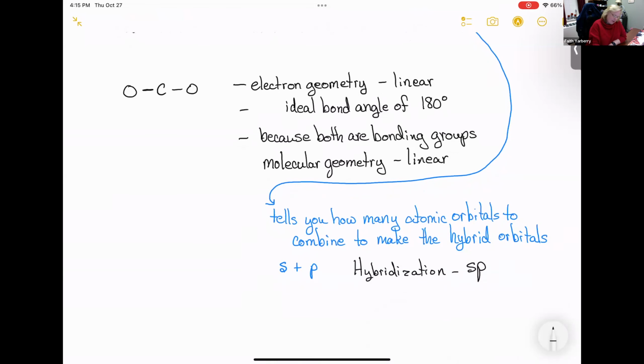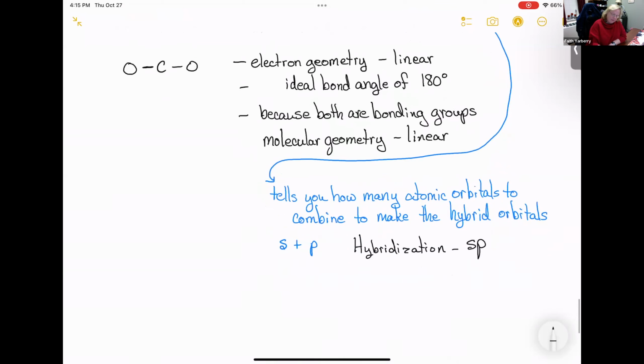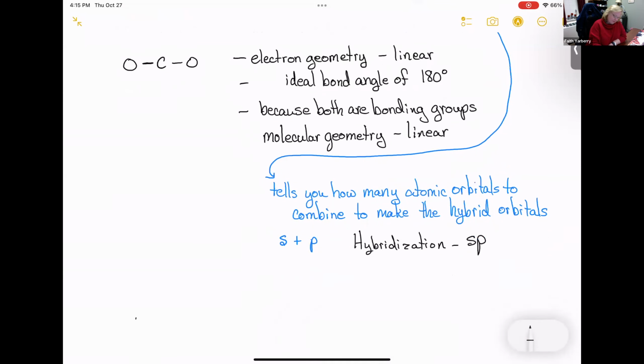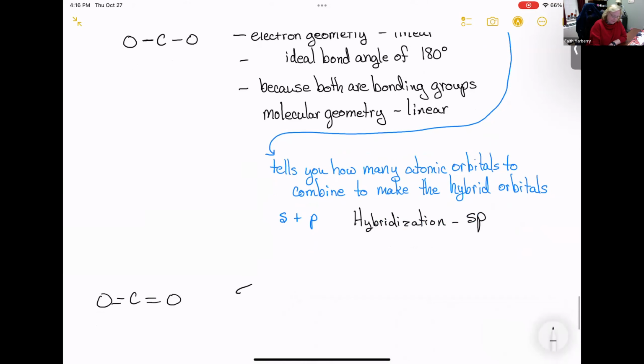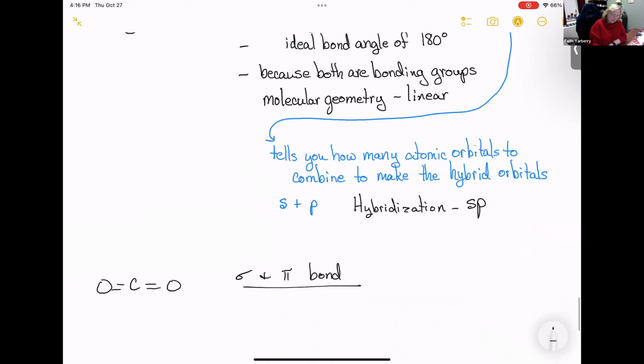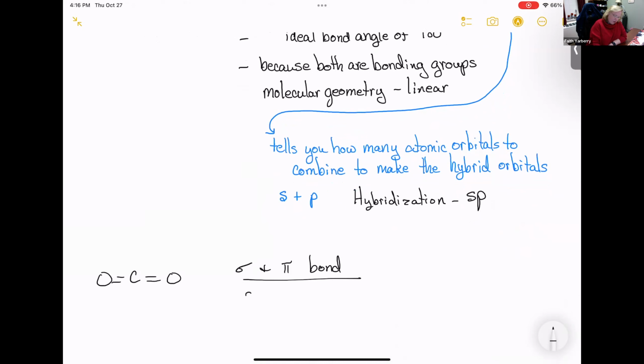Remember that our structure had two double bonds to oxygen. So we can also talk about our sigma and pi bonds. Basically, we have two carbon double bond oxygens with one sigma and one pi bond each.